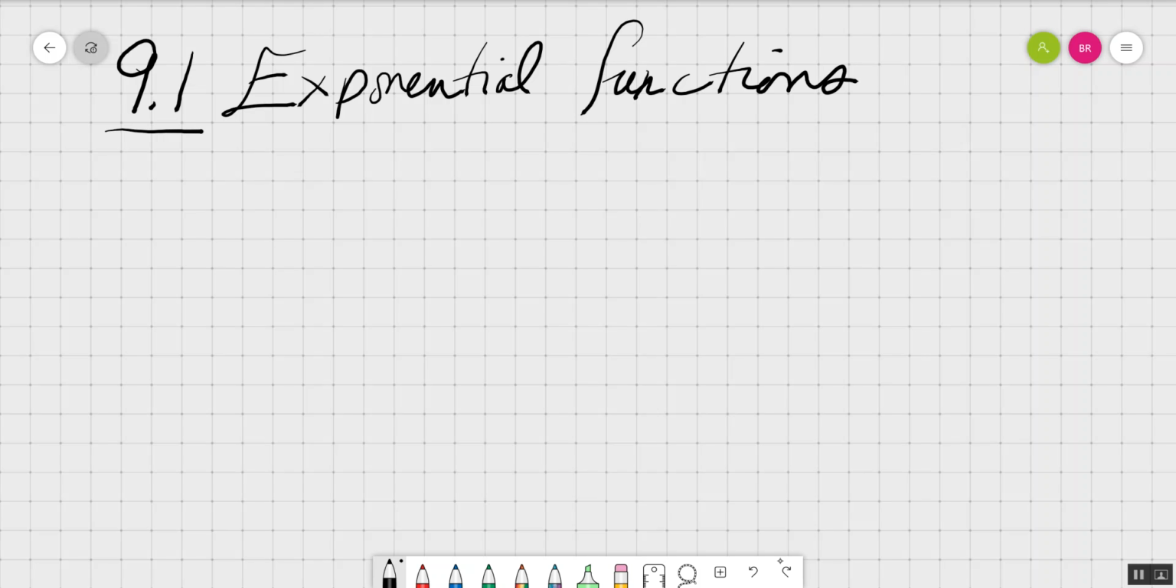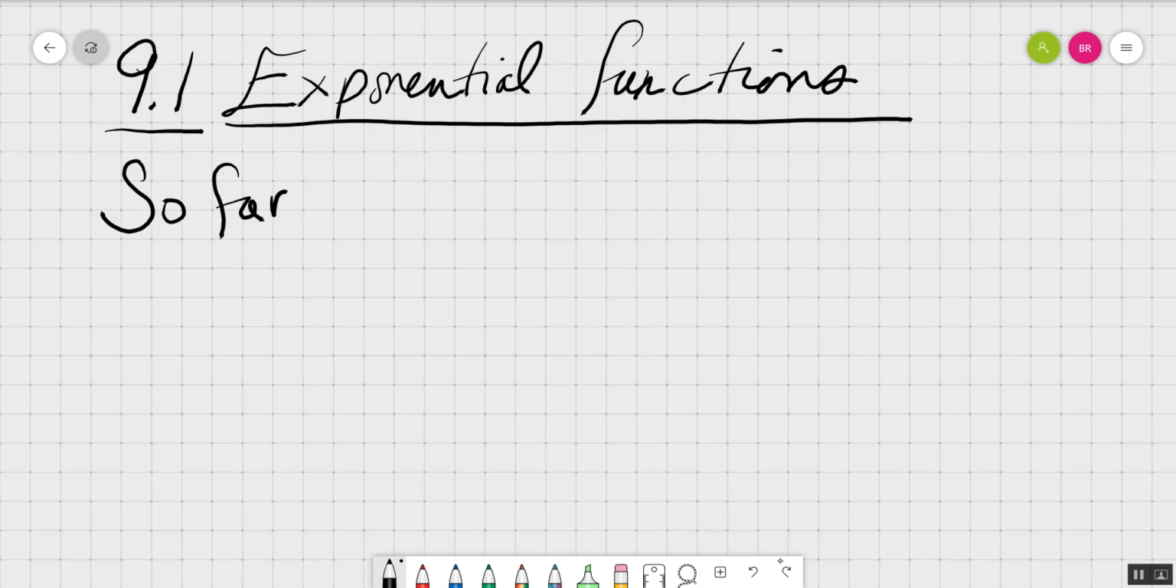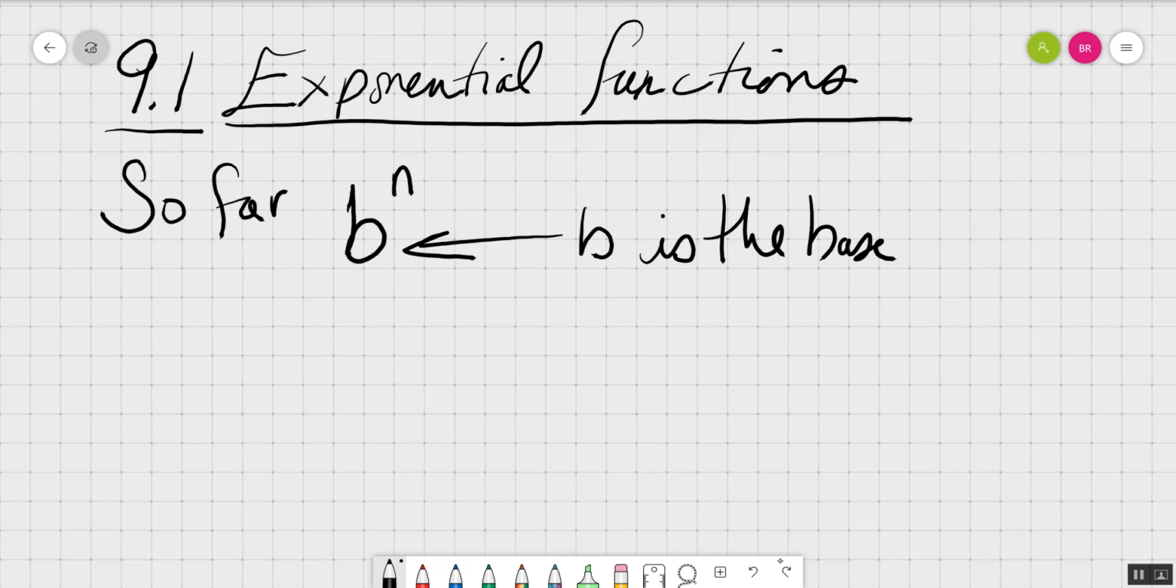Now the name of this comes from the idea of an exponent, and we've talked a lot about exponents previously in this class. So far, we have seen things like b to the n, where we would have b as the base, and n would be the exponent.